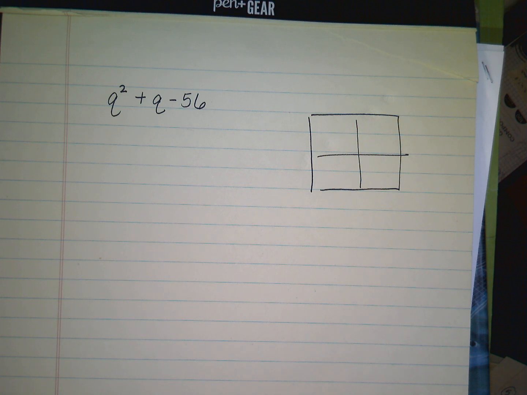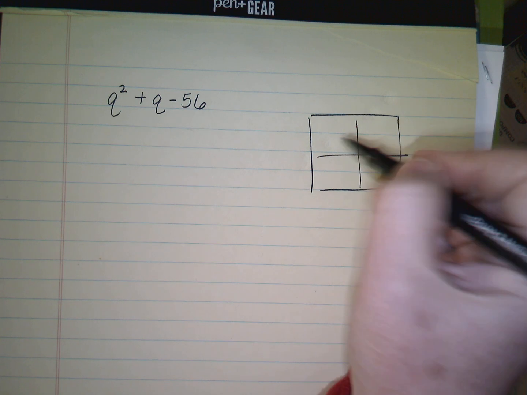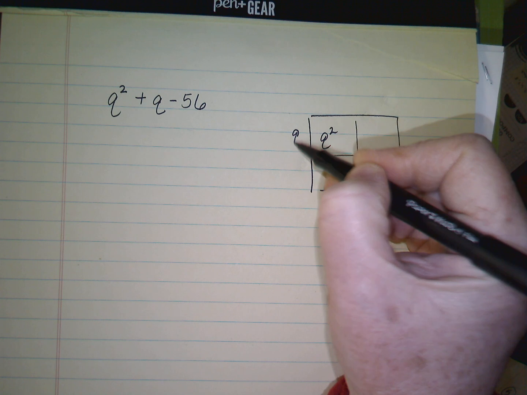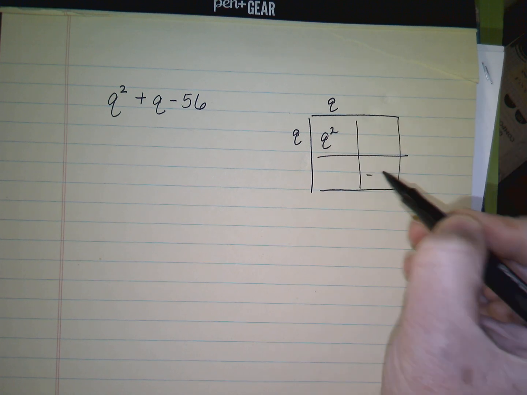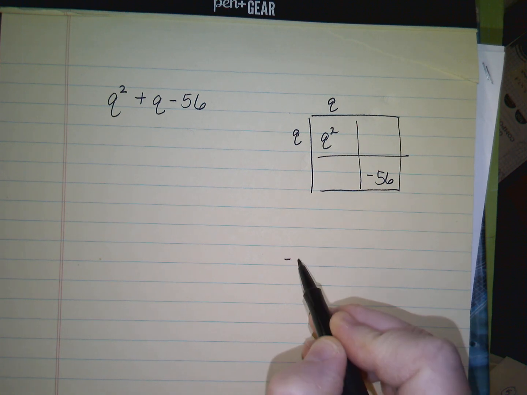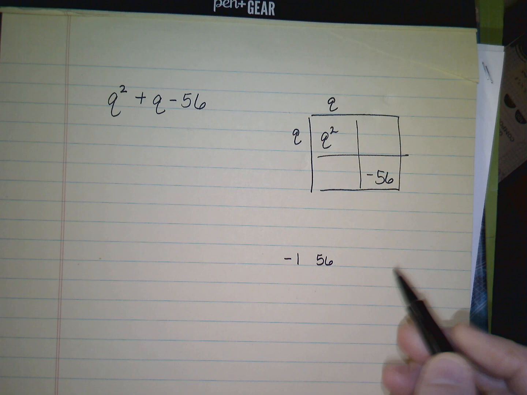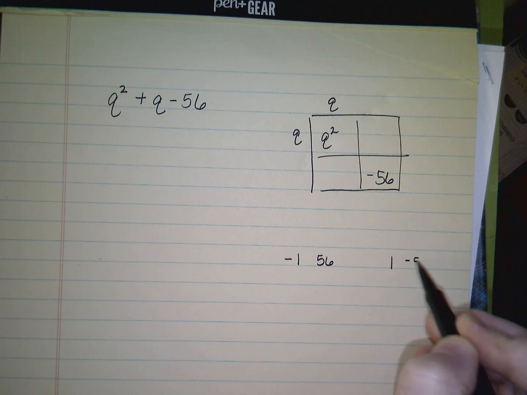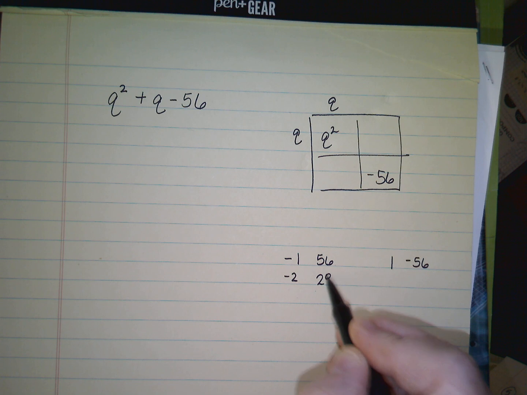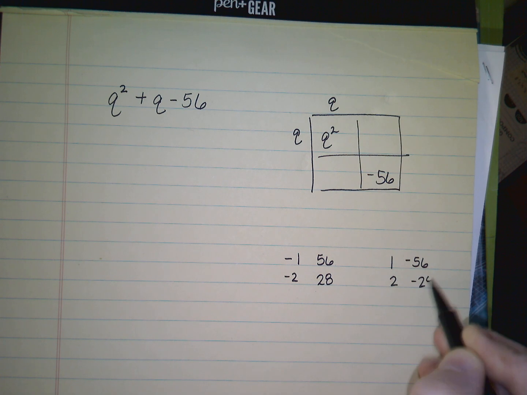A negative and a positive. So let's walk through the steps. What do you know goes here? Q squared. So what goes on the outside? Q. And then I have negative 56 here. So how can you multiply and get negative 56? So it could be negative 1 and 56 or 1 and negative 56. Could be negative 2 and 28, or 2 and negative 28.